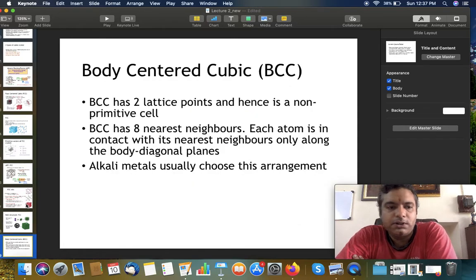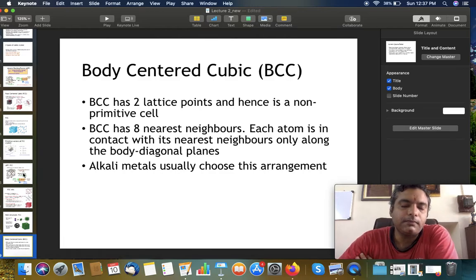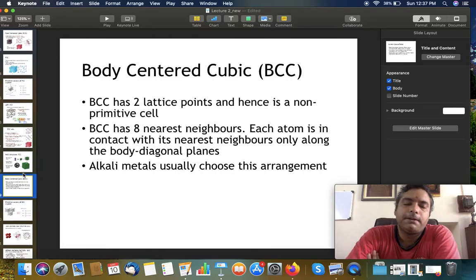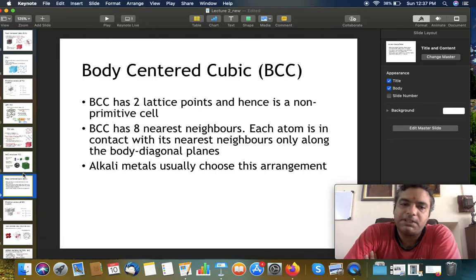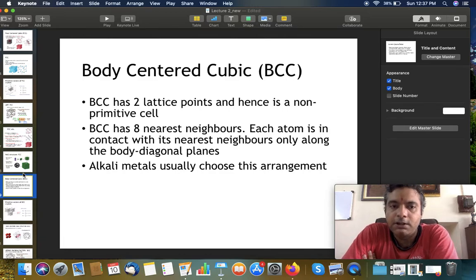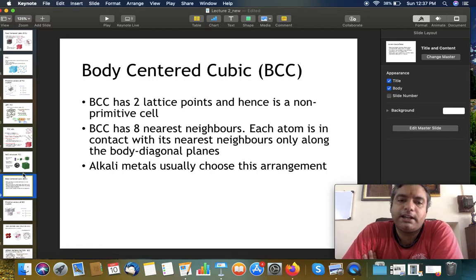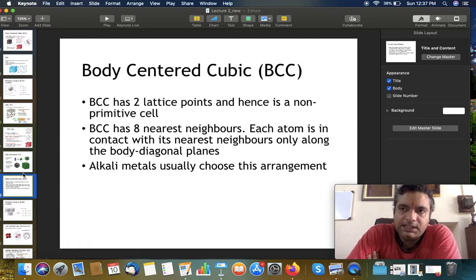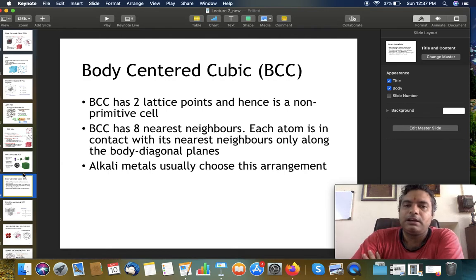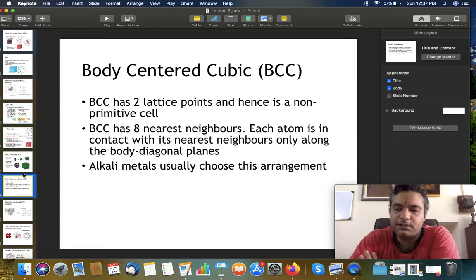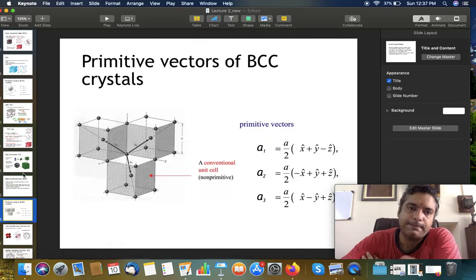Next, we come to the body-centered cubic, or the BCC. The BCC has two lattice points and is not a primitive cell, it's a non-primitive cell. It has 8 nearest neighbors. Each atom is in contact with its nearest neighbor only along the body diagonal planes. You will see what I mean by this in the next two slides. Usually, alkali metals are naturally formed as body-centered cubic crystalline structures.